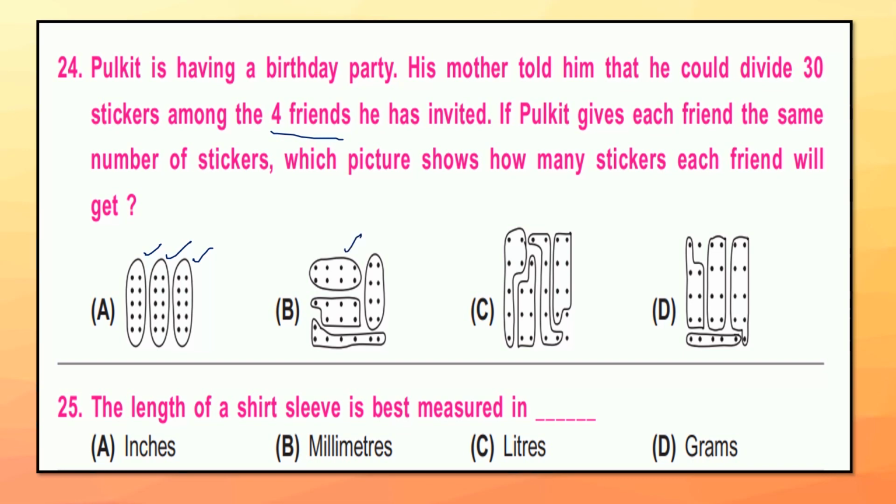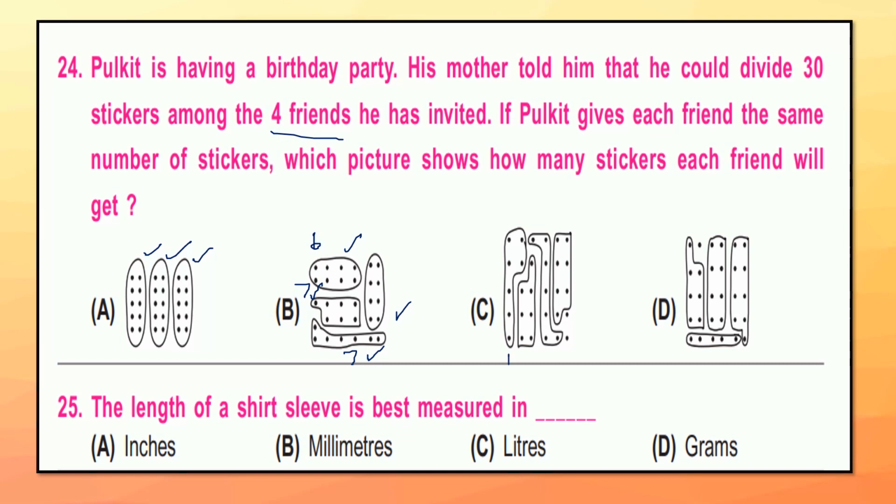Here there are 4 groups and let us see how many are there in each group. So the first one, there are 6 dots here and here there are 7 and here there is again 7. So this is not equal because he is going to give each friend the same number of stickers. So here it is not the same number of stickers. So let's go to option C.